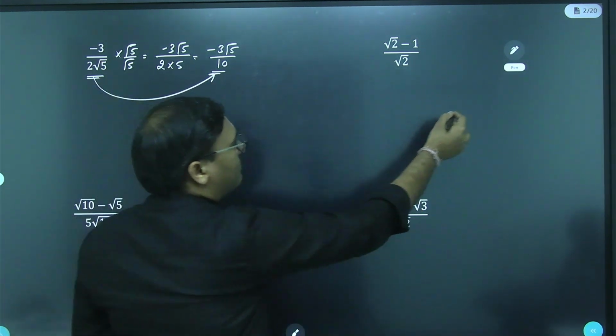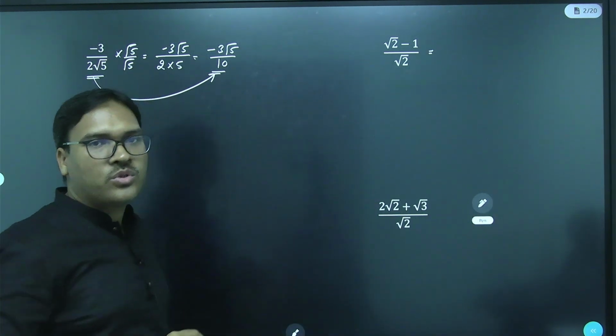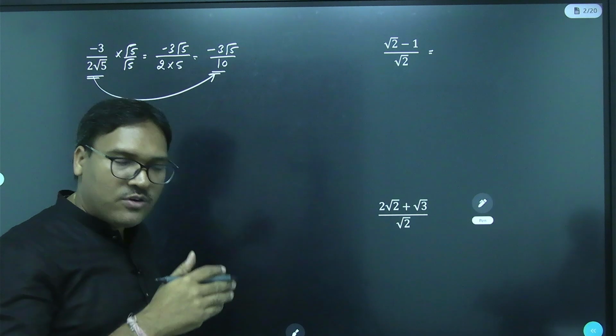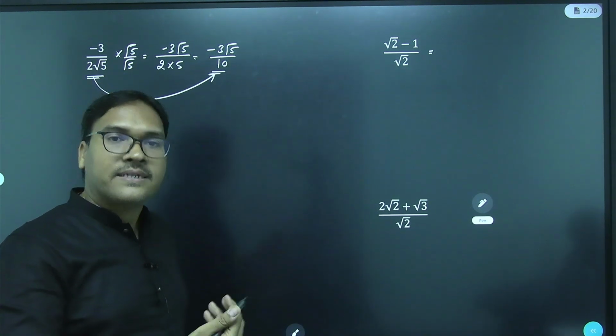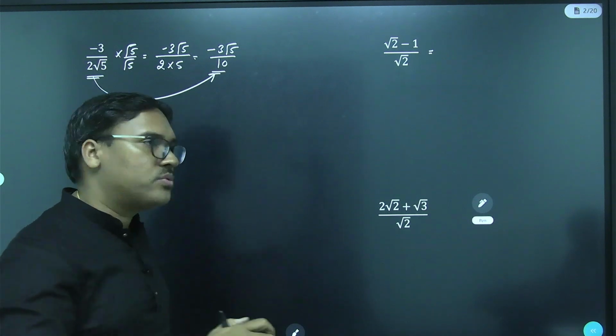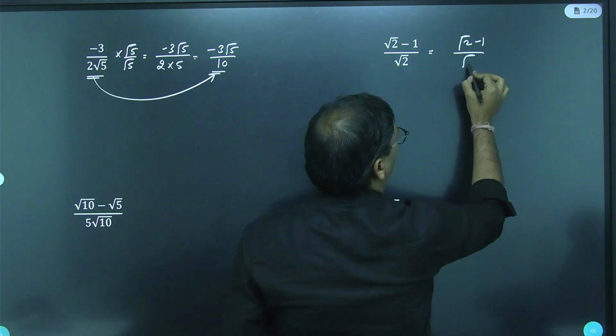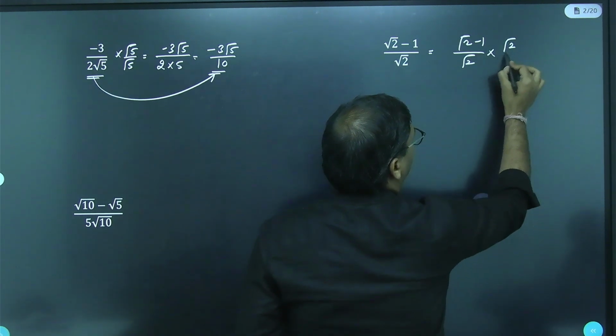Now, if you think about this question, I want to rationalize this denominator. You can see the denominator has root 2. I want to convert this to a rational number. So root 2 I can multiply with root 2 to convert it to 2. So I will write this as root 2 minus 1 upon root 2, and multiply and divide by root 2.